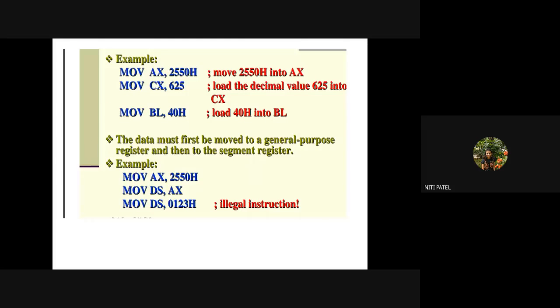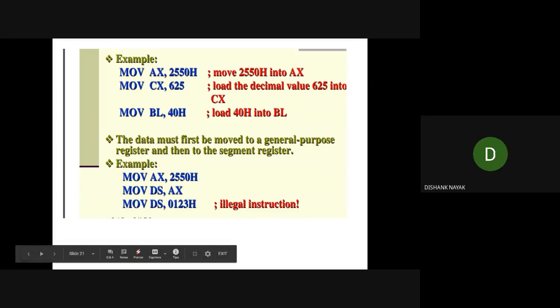Let us see an example: MOV AX, 2550H. What is this? Move 2550H data directly into the register AX. Since I have used the data immediately instead of a register, I call it immediate addressing. Is this understood? Yes, ma'am. Okay, look at the next example.